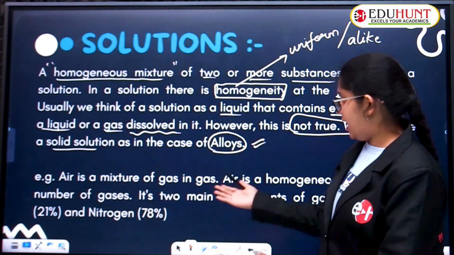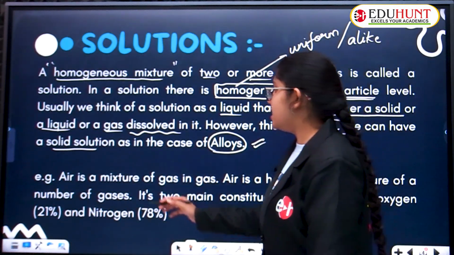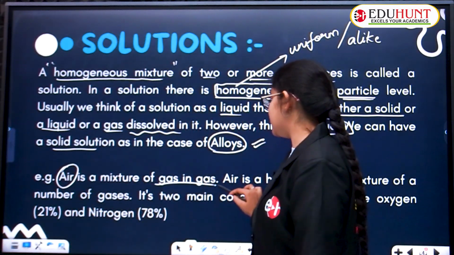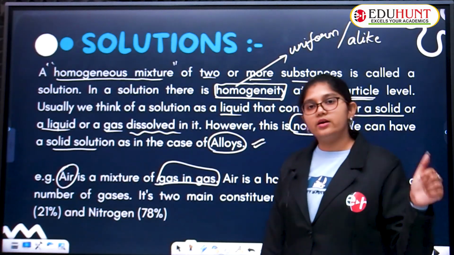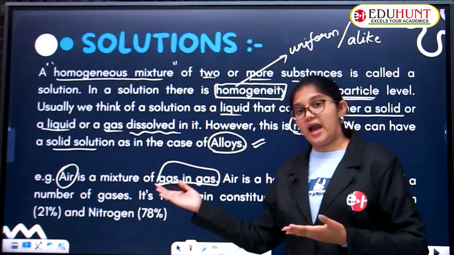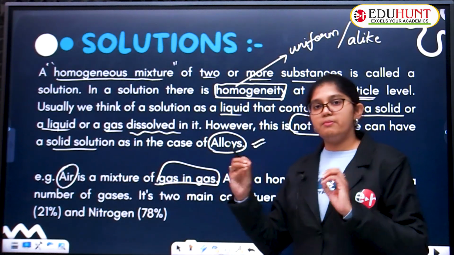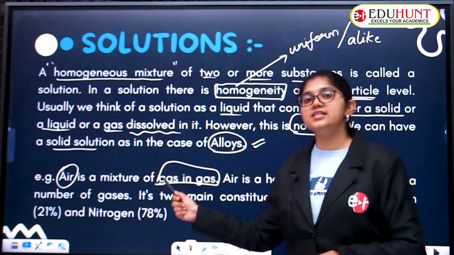Here we have examples for this particular statement. We'll see what that is. Example here: air is a mixture of gas in gas. Children, a solution is not always a liquid. We also have gas in gas. So air is a mixture of multiple gases.